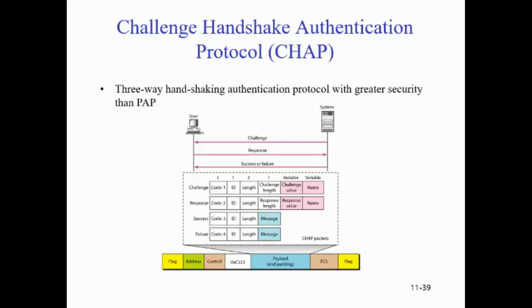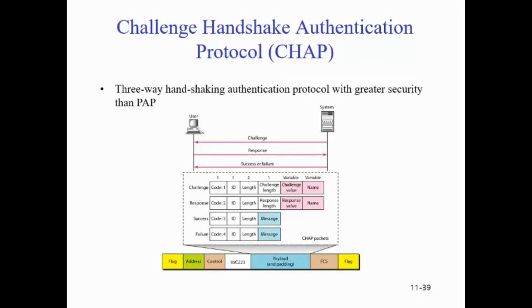The system does the same. It applies the same function to the password of the user, which is known to the system, and the challenge value to create a result. If the result created is the same as the result sent in the response packet, access is granted. Otherwise, it is denied. CHAP is more secure than password authentication protocol, especially if the system continuously changes the challenge value. Even if the intruder learns the challenge value and the result, the password is still secret.